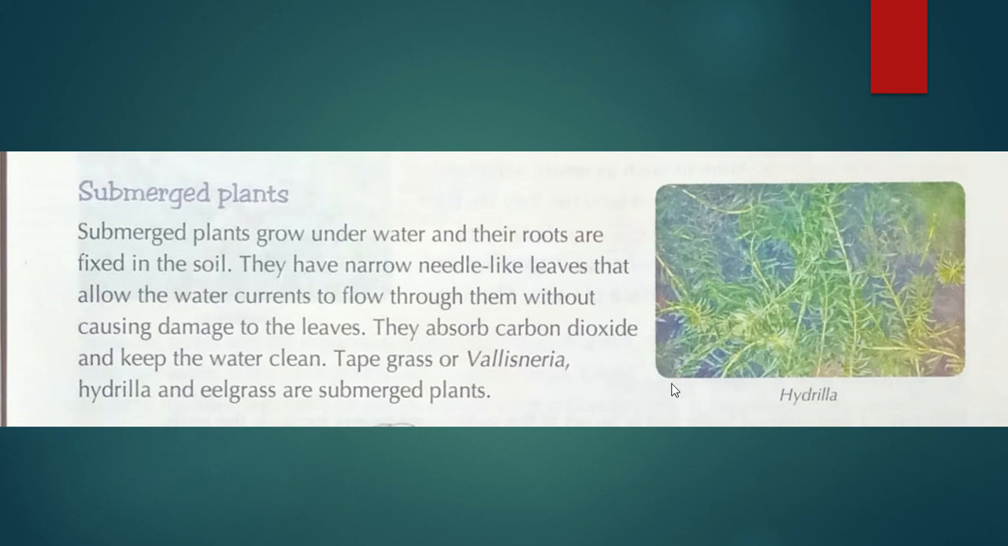So what are submerged plants? Submerged plants are the plants which grow inside the water, underwater, and their roots are also fixed to the soil. They have narrow needle-like leaves that allow the water current to flow through them without damaging the leaves or the plant. And they absorb a lot of carbon dioxide, due to which it keeps the water clean as well. Some examples of submerged plants are tape grass or Vallisneria, hydrilla, and eelgrasses.